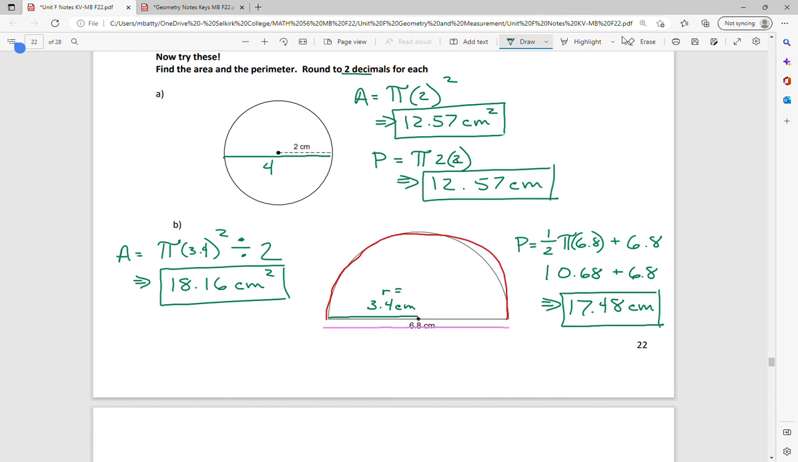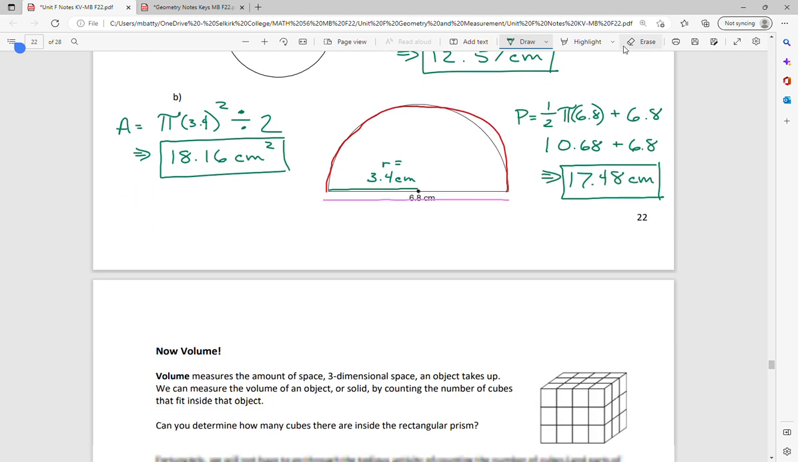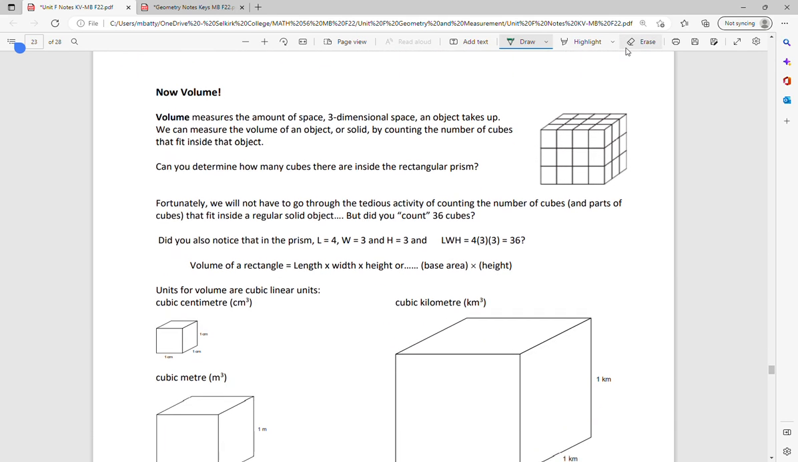Okay, so that does us for area and the little bit of perimeter that we're going to do. Now let's move on to volume. So volume measures the amount of three-dimensional space that an object takes up. You can measure volume in liquid, milliliters, and liters. We're going to stay with cubic linear measurements.